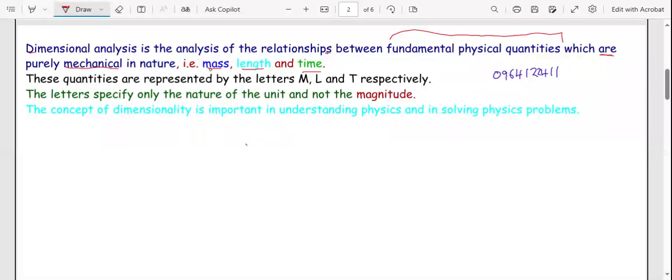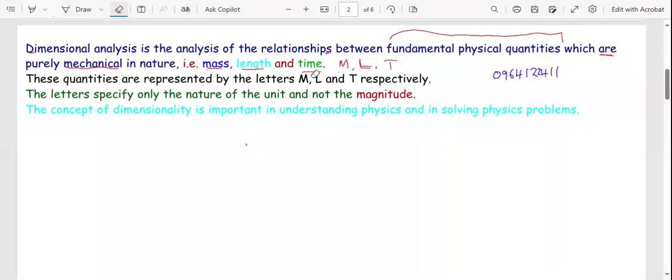Sometimes you can just say which are mass, time, length, with the dimensions respectively: for mass you write M, for length you write L, for time you write capital T. So these are the dimensions of mass M, length L, time T. These are purely mechanical. Every physical quantity that you know will be coming from these three. And I'll demonstrate what I'm trying to say.